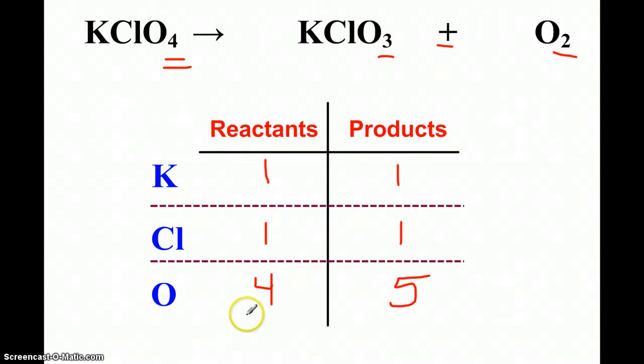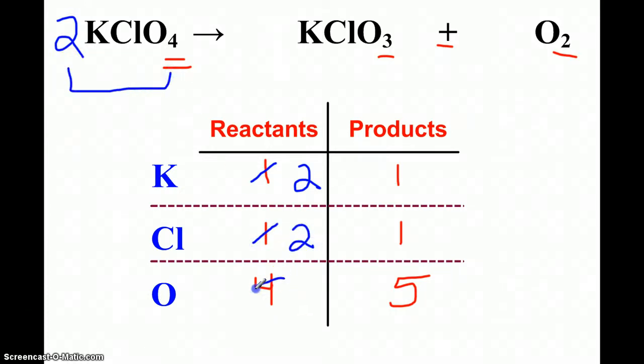And typically, if I have an odd even situation like that, one of the things that tends to help is what I call doubling the recipe. If I put a 2 here, since 1 potassium perchlorate is not balancing this equation, by putting a 2 there, that will make 2 potassiums going in, 2 chlorines going in, and 2 times 4, 8 oxygens going in.